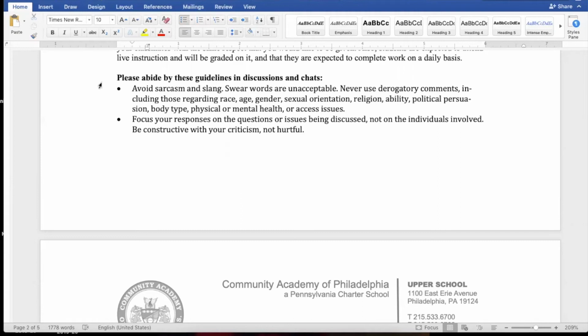Avoid sarcasm and slang. Swear words are unacceptable. Never use derogatory comments, including those regarding race, age, gender, sexual orientation, religion, ability, political persuasion, body type, physical or mental health, or access issues. Focus your responses on the questions or issues being discussed, not on the individuals involved. Be constructive with your criticism, not hurtful.